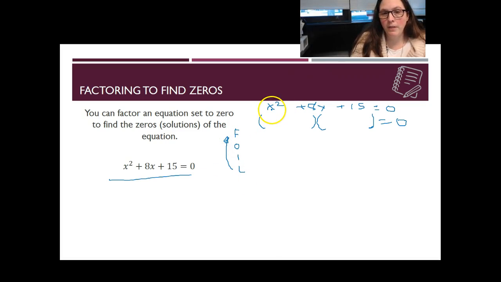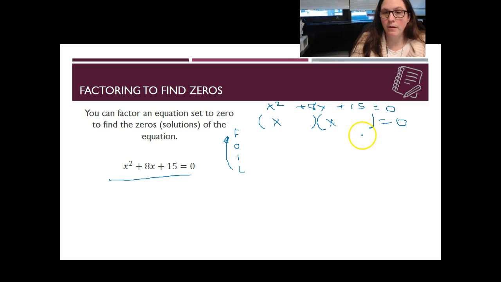And I like to write it like this because we're using it backward. So in order to get an x squared in the first space, I know that the only way I can multiply my firsts and get an x squared is by multiplying x times x, and that will give me an x squared. It's the only way. Now in this part, when I multiply my lasts, I need to get 15.